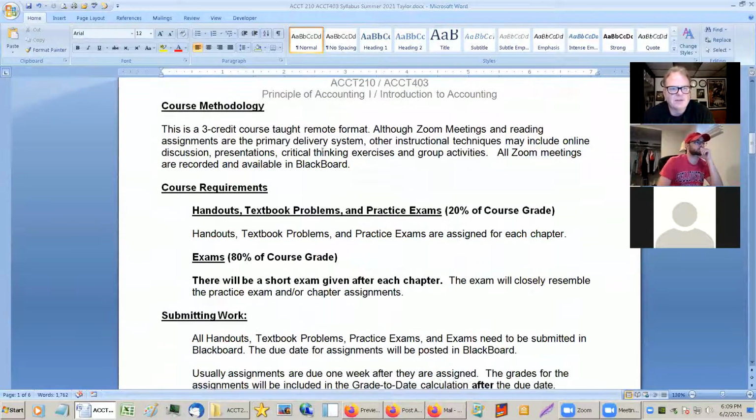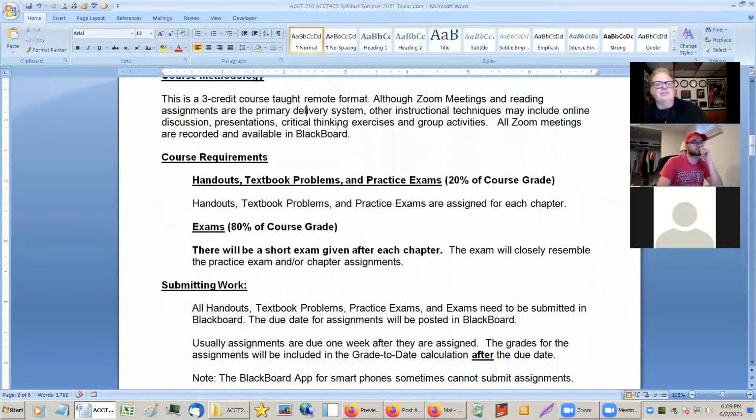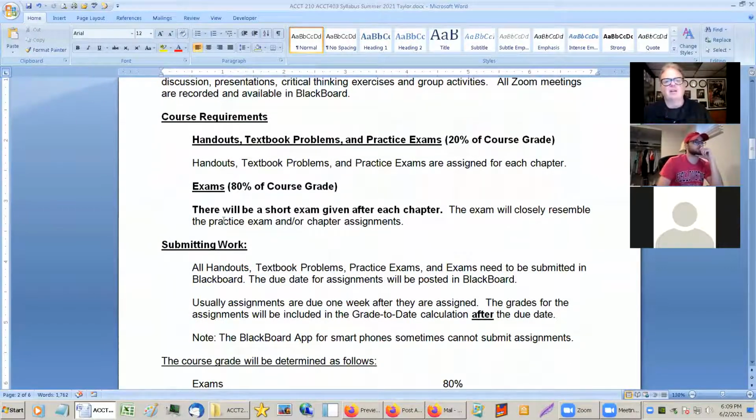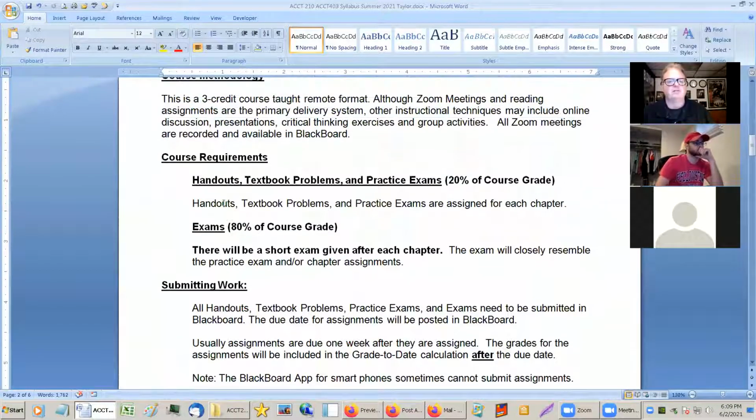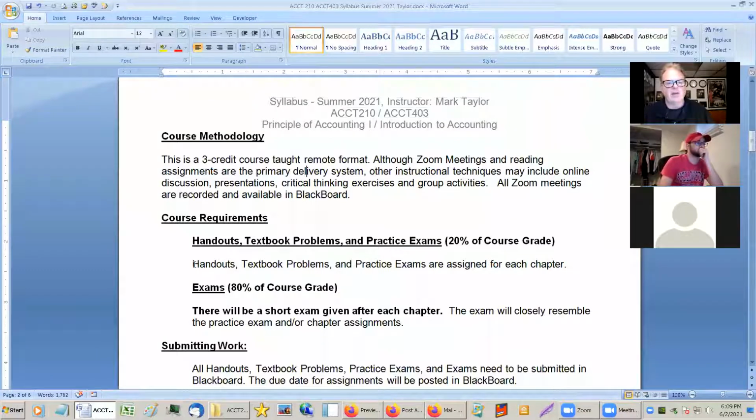We need objectives or something if you want there. All right, the grading for the course is basically we have handouts, practically for each chapter. So this is 20% of the class. Today we're going to start on a handout. That handout, you're going to complete it, turn it in. All those handouts and practice exams and basically every textbook problem, all the things that we do that are not exams, are 20% of the grade.